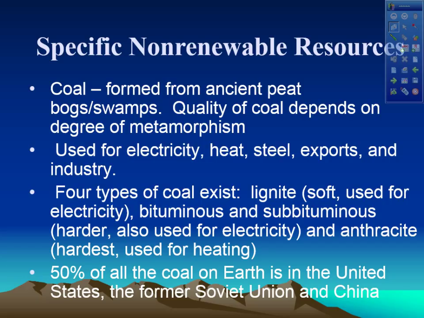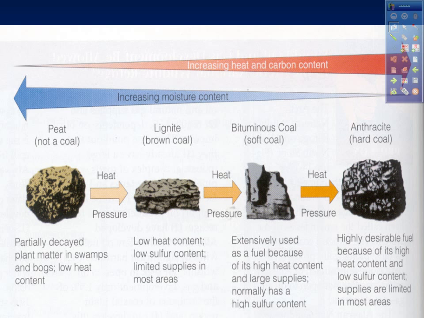Okay, so the non-renewable resources, we've talked about coal already. The quality depends on how it was metamorphosed, what type of coal it is. We use the coal for electricity, for heat, for steel, exports, industry. I talked about the 4 types of coal already. So we have most of the coal, right? You guys know that from the last slide. Nothing new there.